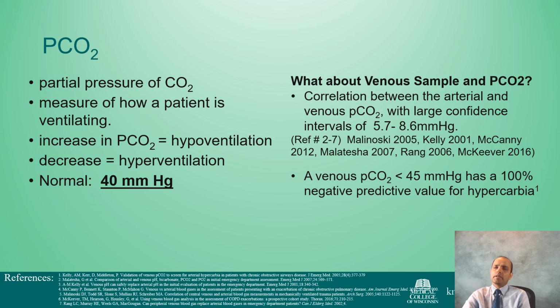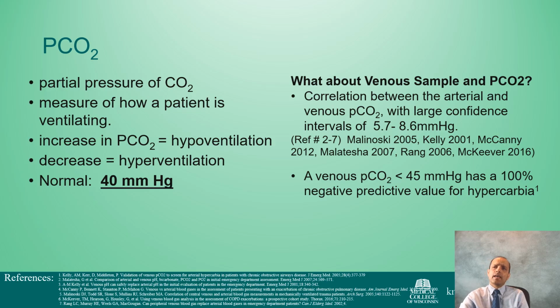Let's talk about PCO2, partial pressure of carbon dioxide. Remember, carbon dioxide is very permeable. In fact, the respiratory membrane is much more permeable to carbon dioxide than oxygen. So whenever you have an increase in carbon dioxide, the likely etiology is not a defect in the membrane, but a defect in ventilation. The normal is 40.